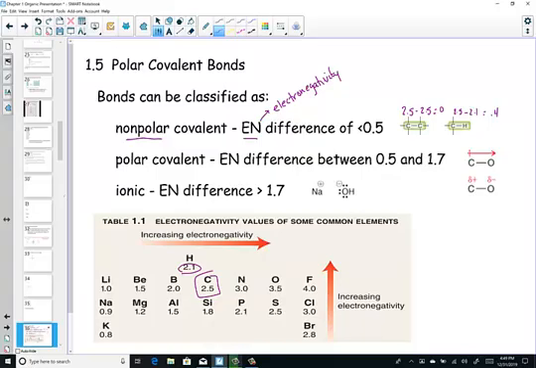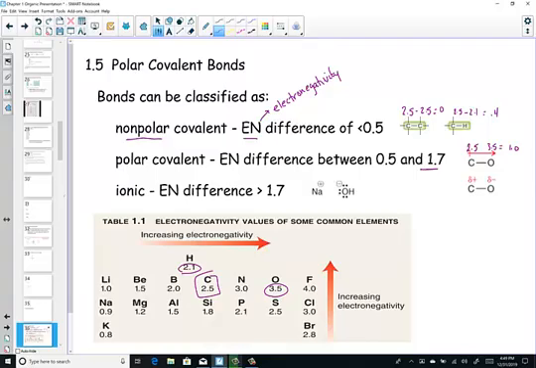If we have an unequal pair, unequal electron distribution, we have a polar covalent bond. And the electronegativity difference would be between 0.5 and 1.7. Carbon, with its 2.5 electronegativity value, compared to oxygen, which is 3.5, gives an electronegativity difference of 1.0, which lies in the polar covalent region.